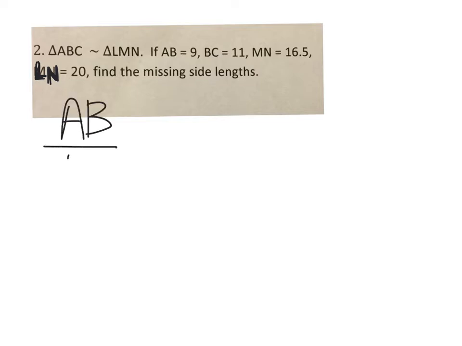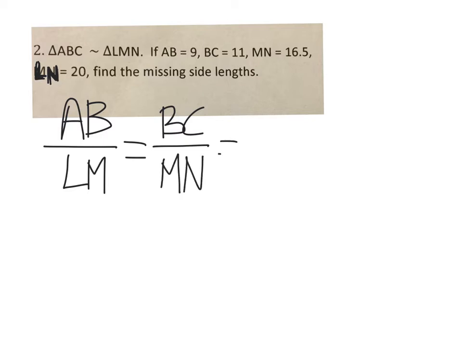So AB is compared to LM because they're the first two letters. BC is compared to MN because those are the second two letters. And AC is compared to LN because that's the first and the last letters. And that's how they always go together when we have side length ratios. We compare the corresponding side lengths.